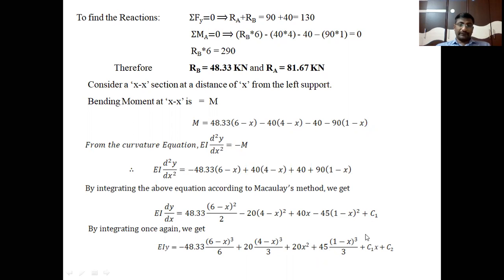These are the two equations representing slope and deflection equations with C1, C2 as constants. If you want to get the C1, C2 values, we should substitute the boundary conditions. What are the boundary conditions for the simply supported beam?